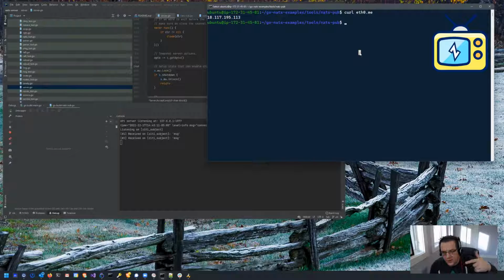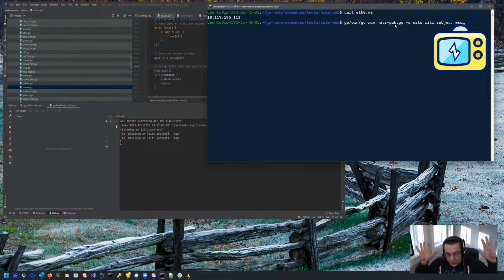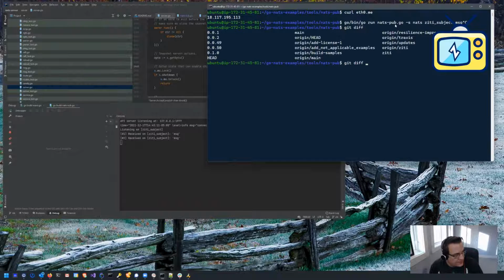I downloaded Go because it didn't have Go installed, and I put Go in a very interesting place, which is right here in the repository. That was not on purpose, but it doesn't really matter. And you can see now I can run a NATS pub from anywhere in the world because of the zero trust overlay network.